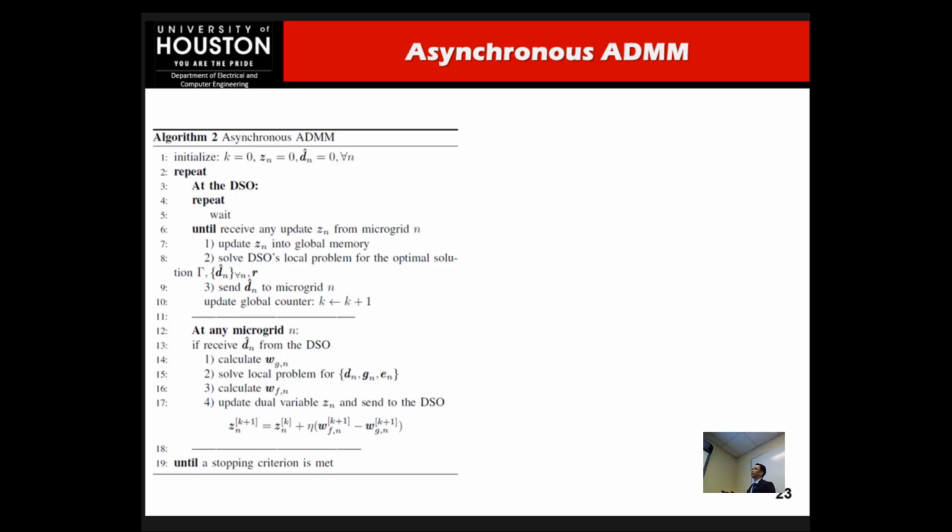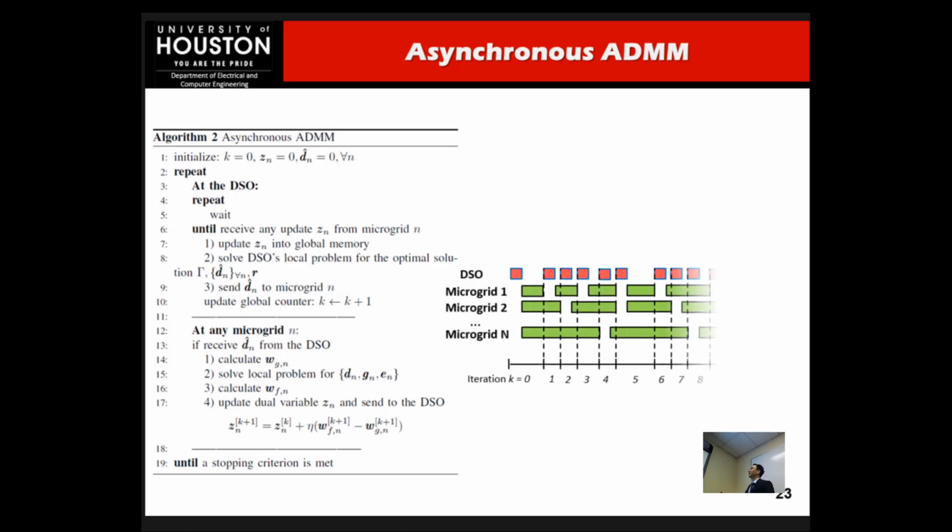The whole procedure can be summarized in this algorithm. The key idea here is that the DSO, after finishing the calculation and receiving any information from microgrids, will start the next iteration. It doesn't need to wait for all microgrids to start a new iteration. So this framework will have the system converge to the optimal solution faster than the synchronous one.